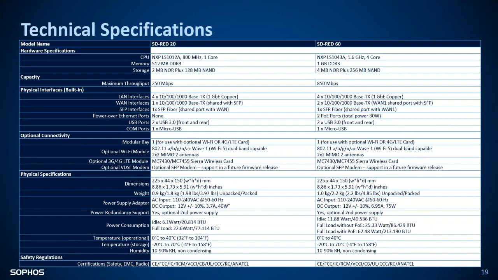If we look at some of the technical specifications, the RED 20 has a maximum throughput of 250 megabits per second, whereas with the RED 60 you have a maximum throughput of up to 850 megabits per second. Both these devices have an optional modular bay, whereby you can add a Wi-Fi or 3G/4G module. If you can please take a moment and review the table, I will continue shortly.